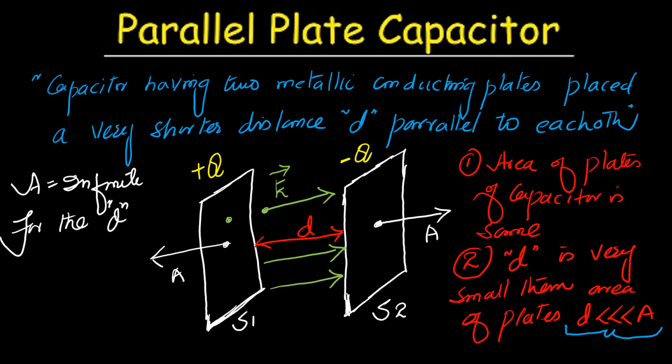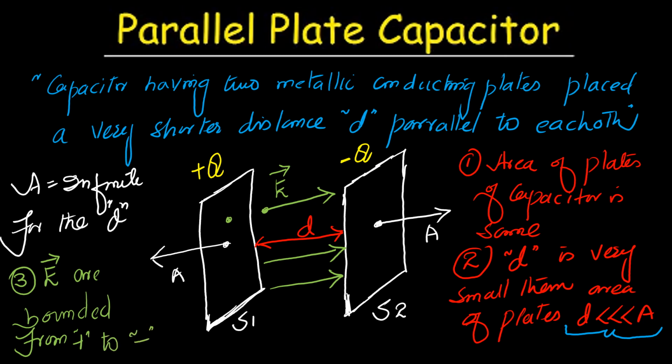So in a parallel plate capacitor, this is the third condition: the electric field lines are bounded from the positive charge to the negative charge of the plate. So dear student, please keep in mind that if the space d is less than the area, then the capacitance of the capacitor will be more.